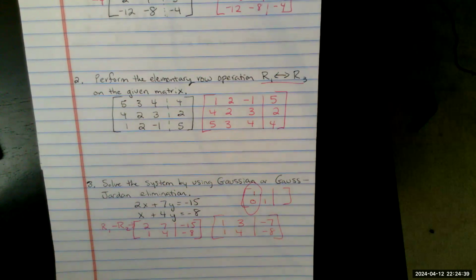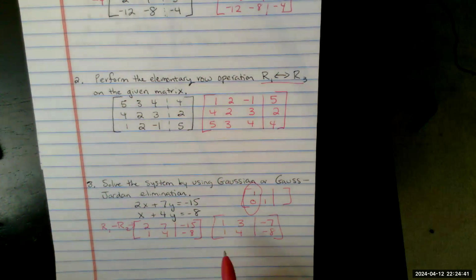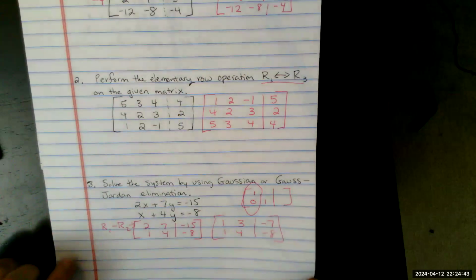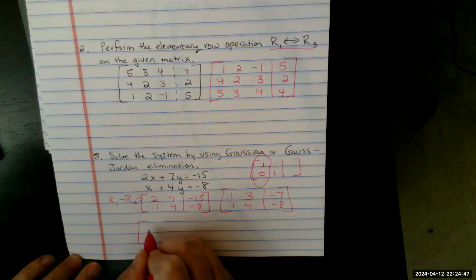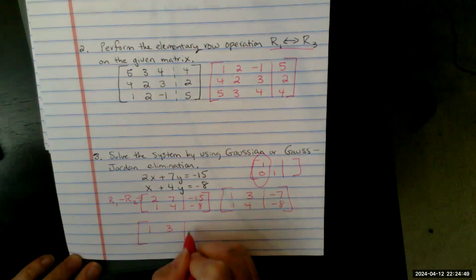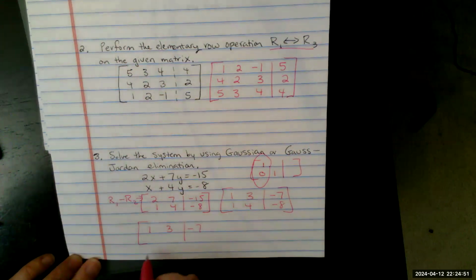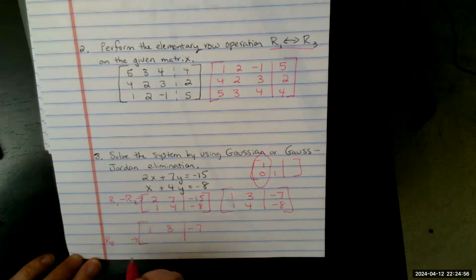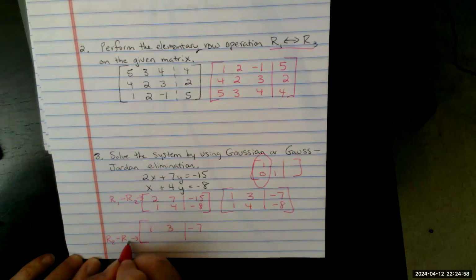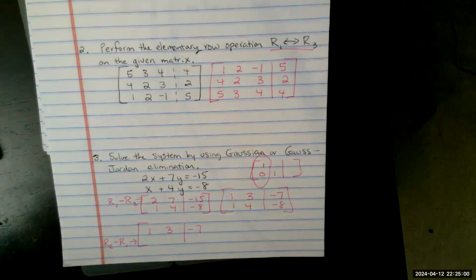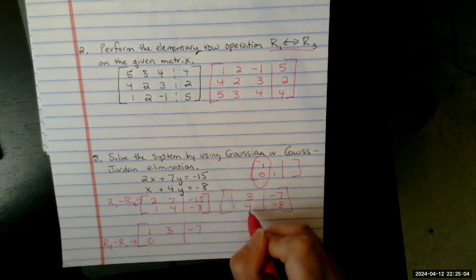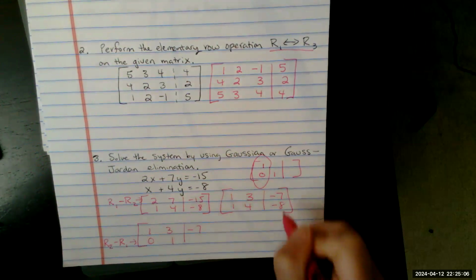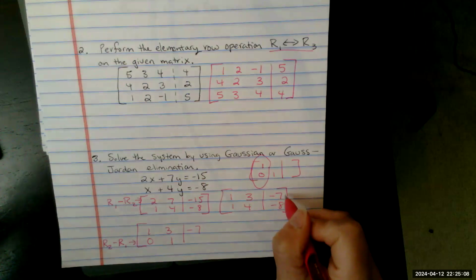Okay, so now what would I have to do to get a 0 here? Well, I could do the opposite. So I'm going to leave row 1 as it is, but I'm going to replace this with whatever I get when I do row 2 minus the new row 1. So 2 minus 1 would give me 0. 4 minus 3, -8 minus -7.